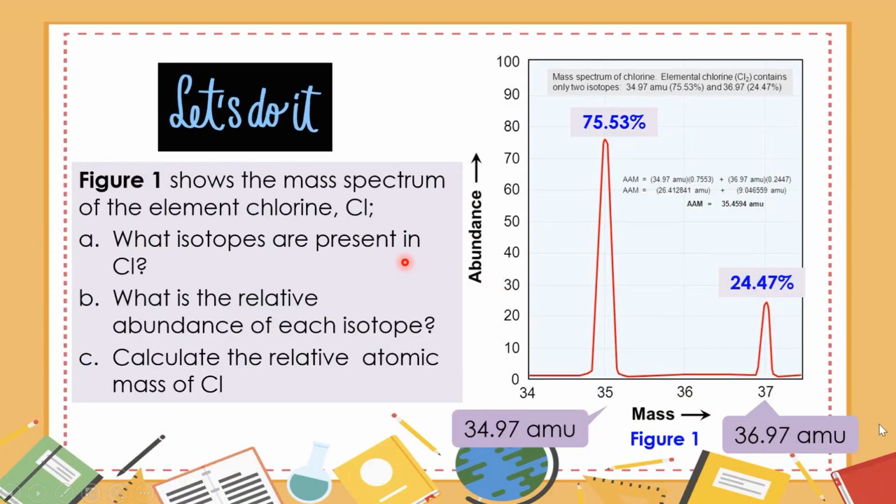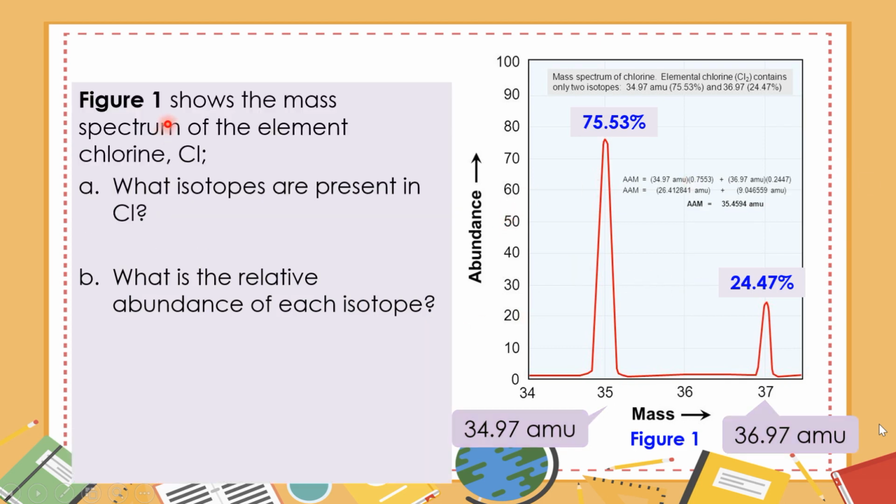Here is the sample of question about mass spectrum. Figure 1 shows the mass spectrum of the element chlorine. The first question, what isotopes are present in chlorine? What is the relative abundance of each isotope? And calculate the relative atomic mass of chlorine. Okay, so we take a look at the sample of calculation. Now is the sample answer.